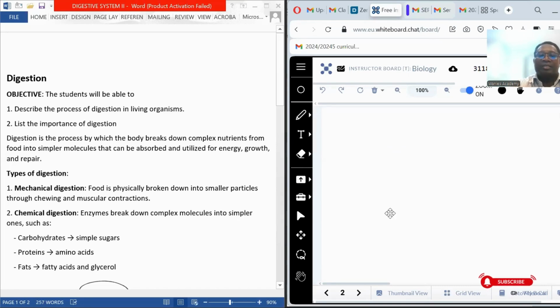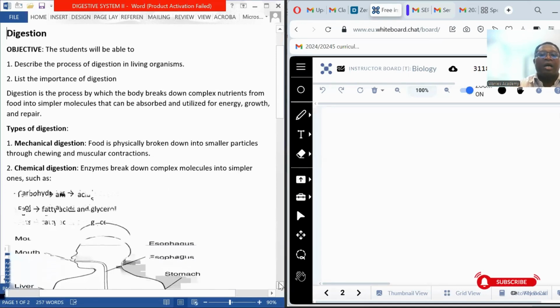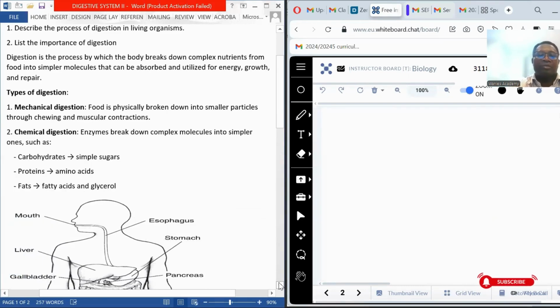Digestion is just a process where solid food particles in the body of living organisms are broken down into simpler forms, which can be absorbed into the body for energy, for growth, repair, development. So it's a process where large molecules of food are broken down to simpler forms that the body can absorb into its system. We have two basic types of digestion. We have mechanical digestion and chemical digestion.